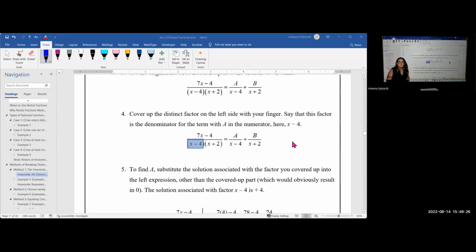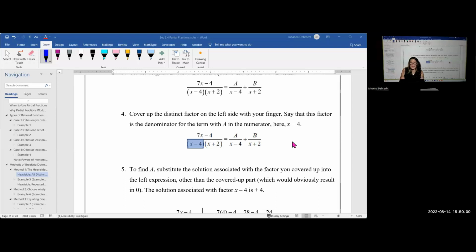What you're going to do is take your hand or your finger and cover up one of the distinct linear factors in the denominator on the left, where it was completely factored. In this case, you'll see that x minus 4, that factor, has a translucent blue box on it, which represents covering it up. So what we would have left on the left would be the 7x minus 4 in the numerator and the x plus 2 in the denominator. Now, we didn't cover up anything on the right side, so we still have the right side the same.